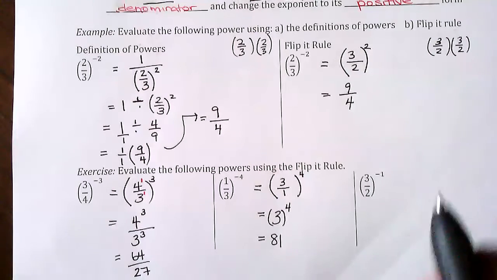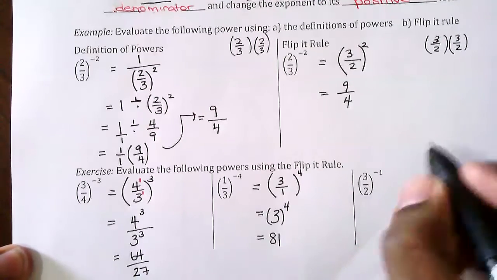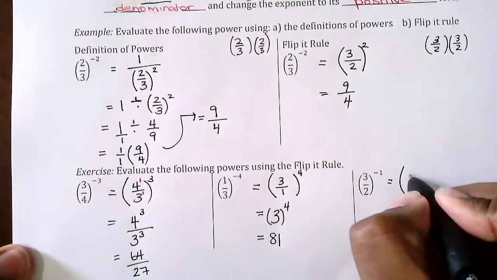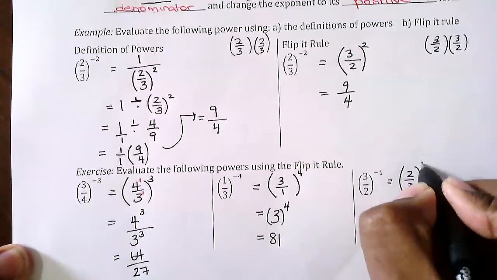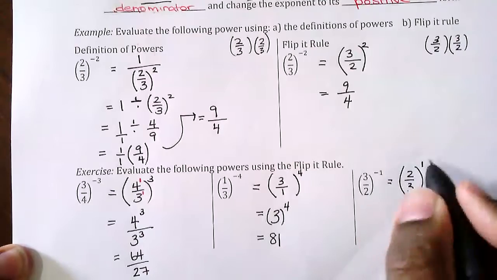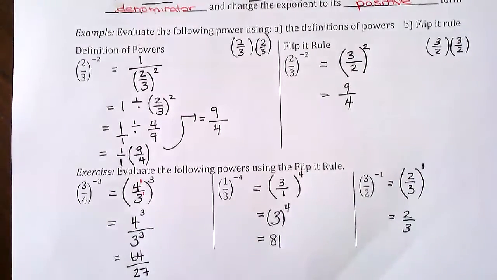which is 81. Again, these are numbers that I said you should become more familiar with as you practice doing these questions. The last example here, again, I have a fraction, a negative exponent, so I can flip the fraction around. 3 over 2 becomes 2 over 3, and the negative 1 becomes a positive 1. Well, 2 over 3 to the power of 1 is just 2 over 3. So whenever you see a fraction being raised to a negative exponent, feel free to use this flip it rule to make your life easier.